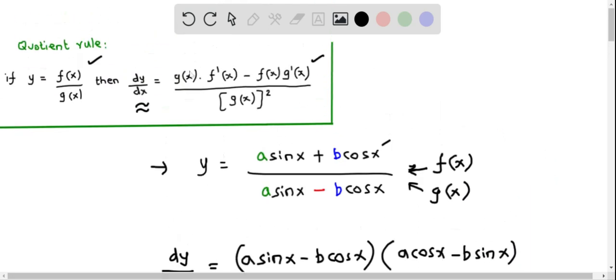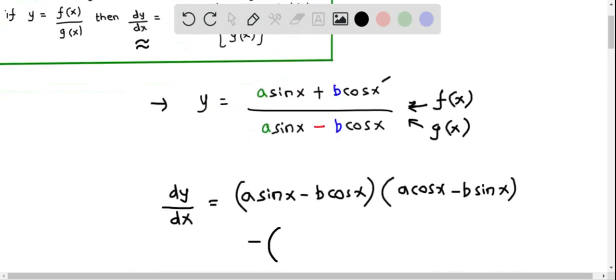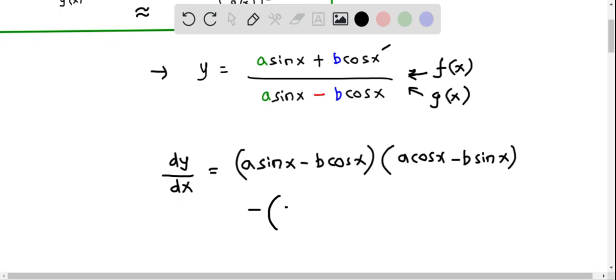And then if you look at the formula, we have to put this negative, and then the product is f of x times g prime of x. So I put this negative, and then I put f of x as it is, that is a sin x plus b cos x, times the derivative of g of x.